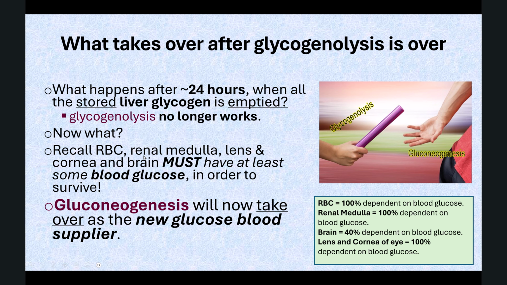Why do we have to? We already know this. Red blood cells are 100% dependent. They have to have blood glucose. They can only run anaerobic metabolism. The renal medulla is 100% dependent on blood glucose. The brain is arguably 40% dependent on glucose. It can use ketone bodies in starvation, but it still needs at least some glucose. The lens and cornea of the eye are 100% dependent. Wouldn't that be nice? You can see the Gillard question coming from that, can't you?